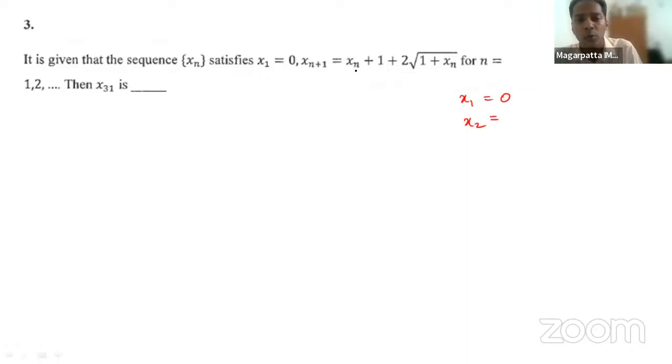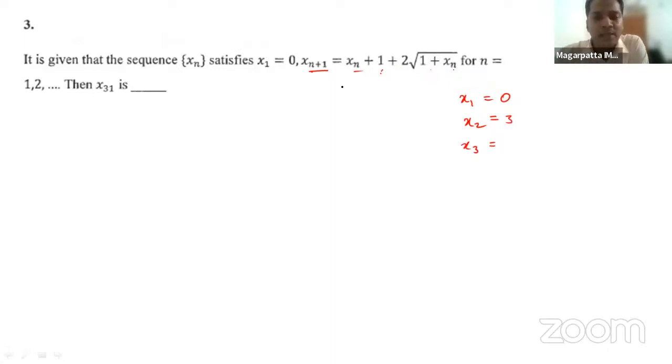X of 2 would be x of 1 plus 1 plus 2 times under root of 1 plus x1. So x of 1 is 0, plus 1 plus 2 times under root of 1 plus 0, that is 1. So 1 plus 2 root 1, that is 1 plus 2, and this would come out to be 3. X3. Now these calculations should be a little fast and should be mental, orally done. If you're writing every step, then it will take a lot of time in the exam and you won't be able to complete the paper.